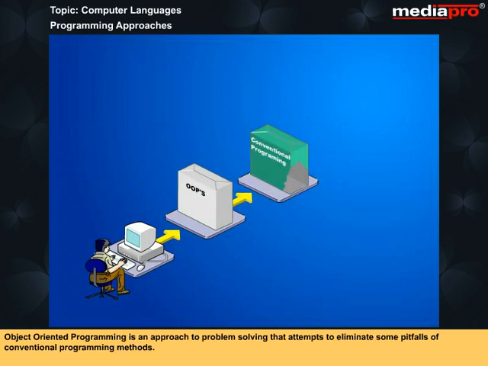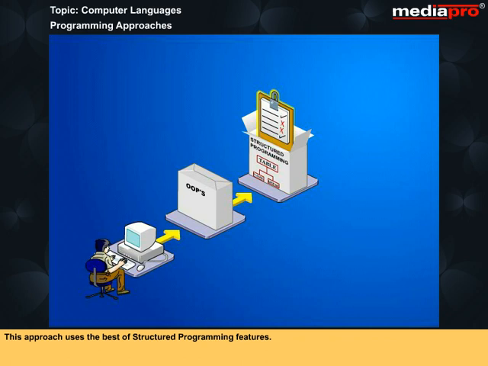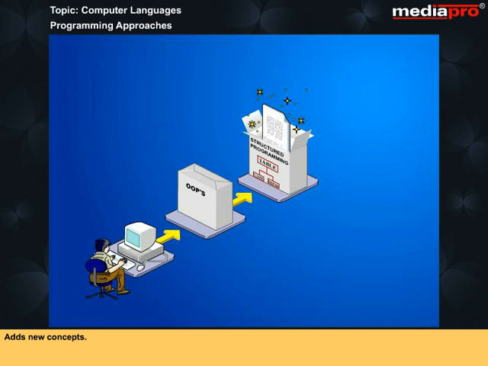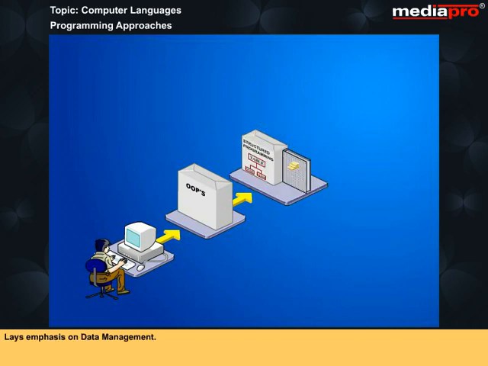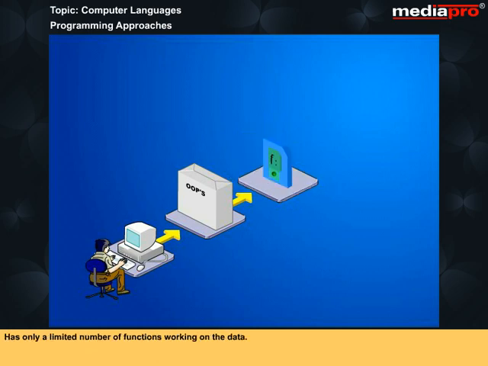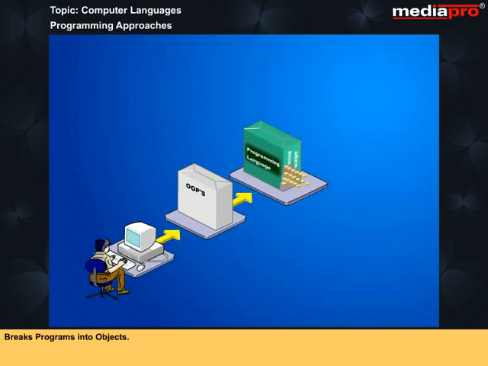Object-oriented programming is an approach to problem solving that attempts to eliminate some pitfalls of conventional programming methods. This approach uses the best of structured programming features, adds new concepts, lays emphasis on data management, saves data from accidental modification, has only a limited number of functions working on the data, breaks programs into objects.